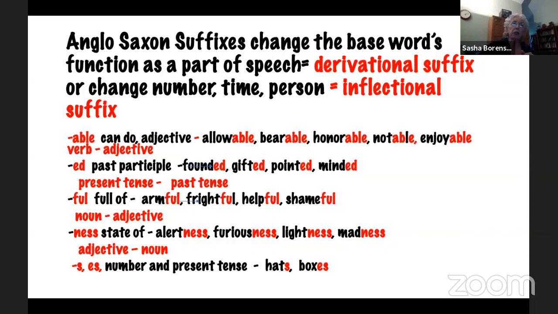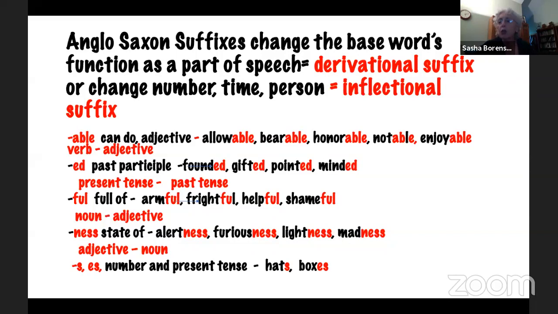And if I have a verb and I stick ED on it, most but not all the time, it changes the verb from present tense to past tense. But if I change a base word, like the word bear or allow, and those are verbs, and I put able onto it, it changes a verb into an adjective, right? So we have fancy words to describe this.